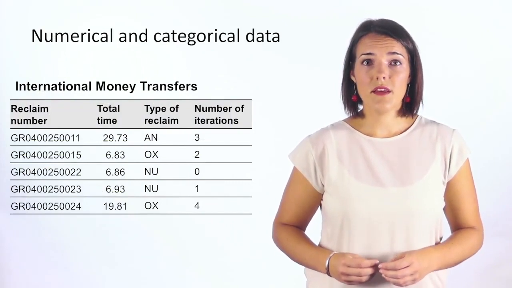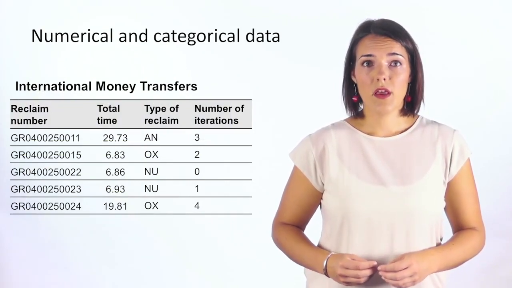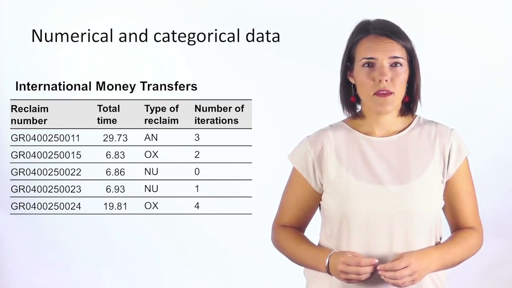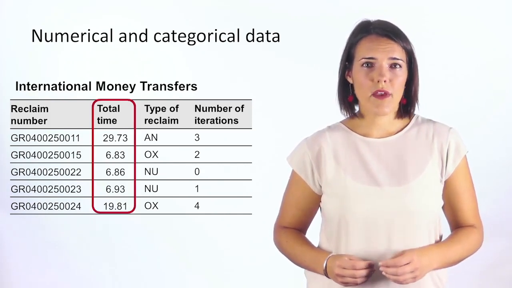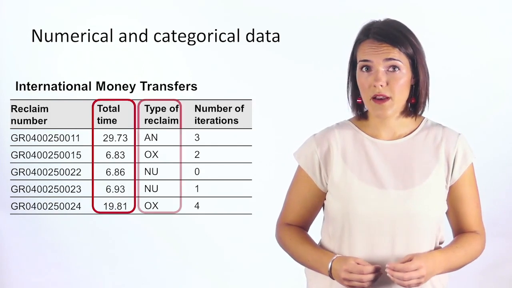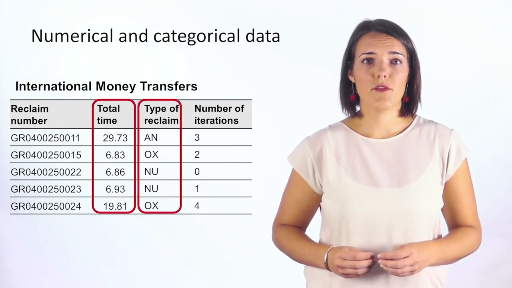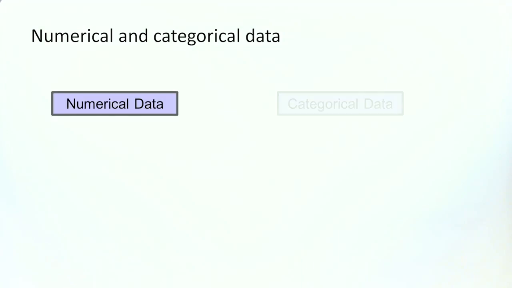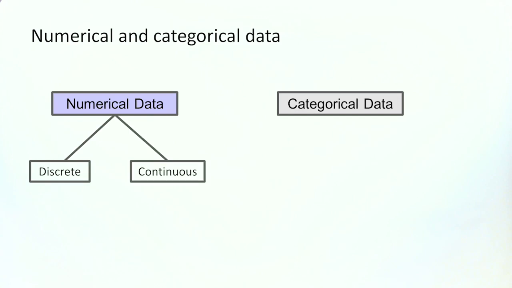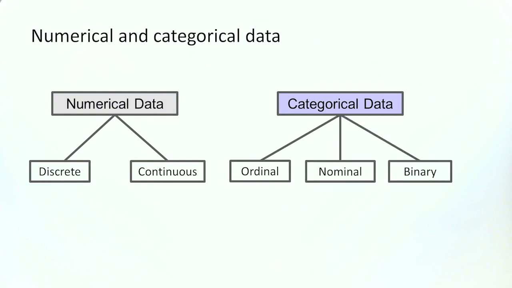Okay, remember this data set? It was data on international transfers. Have a look at the variables. They do not look alike. Total time is different from type of reclaim. Therefore, we make the following distinction. There are two main categories of data. The first one is numerical and the second one is categorical. If you focus on numerical, you can make a subdivision between discrete and continuous data. For categorical, we can make a subdivision between ordinal, nominal and binary data.